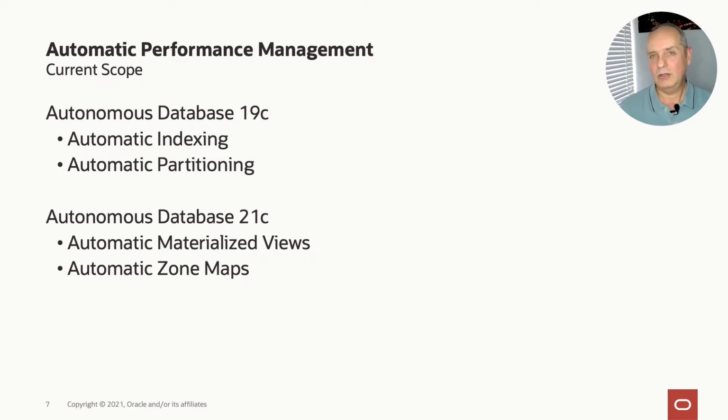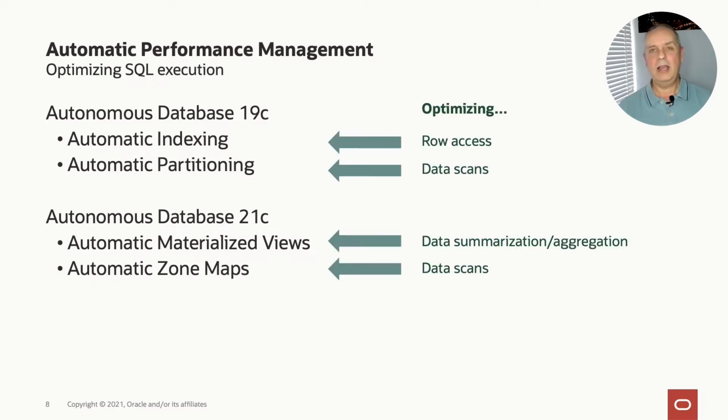So let's have a look at the database structures I mean. So we have things like indexing and partitioning, which I'm sure you're familiar with. And then we have materialized views and zone maps, which I'll talk about in a minute. So indexing. Indexing is there because it optimizes row access. So you very often see it in things like transaction processing systems that very often need to access a small amount of data or a small number of rows very quickly.